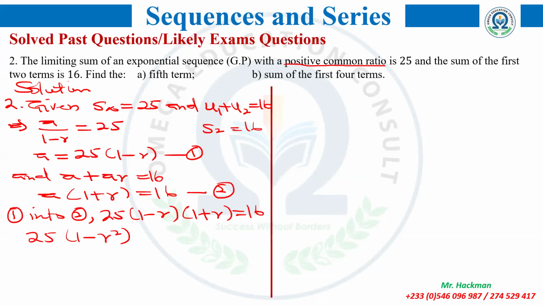Okay, so at this point, this is equal to 16. Like I said, divide through by, why am I ignoring the one? Divide through by what we have here. Or better still, you can expand and later. So let's complete the expansion. This gives us 25 minus 25r squared is equal to 16. Do you agree?